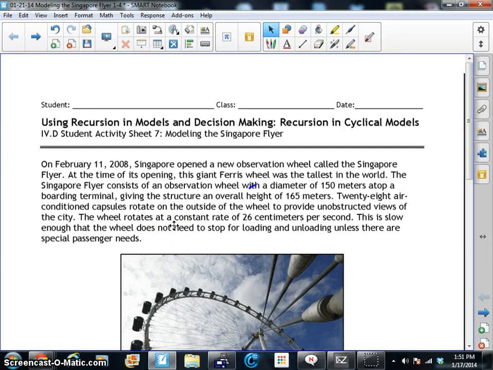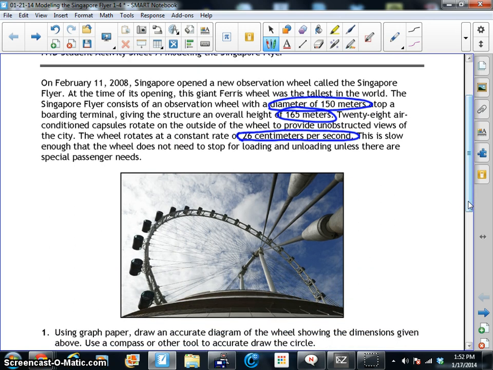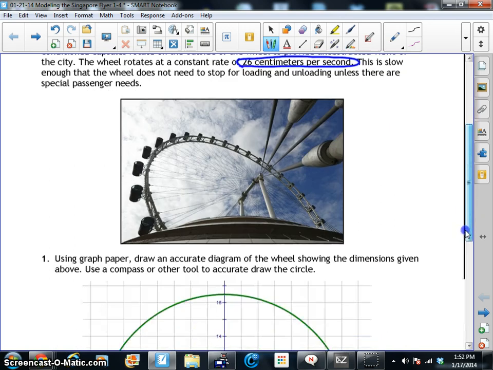Here we go again. Let's see, modeling the Singapore Flyer. A couple of facts that we need to know about the Singapore Flyer is the fact that it is a big Ferris wheel down in Singapore. It was once the tallest one in the world. But besides that, it has a diameter of 150 meters, and its total height, right at the top, is 165 meters from the ground. It also moves at 26 centimeters per second, which means that it's moving slow enough that passengers can just get on and get off all the time without it stopping.